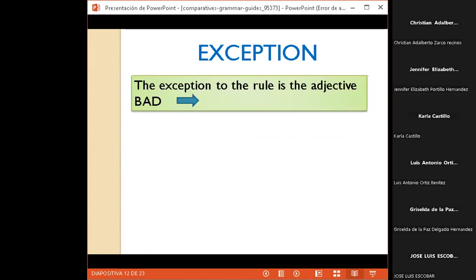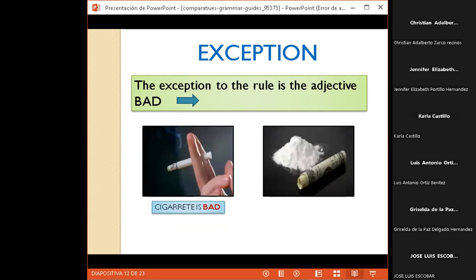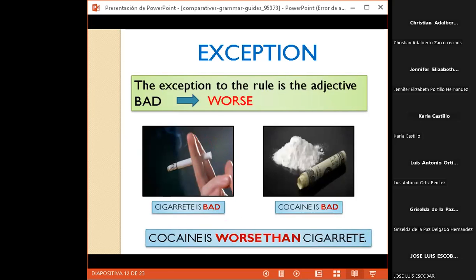Okay. This one is another exception. The exception to the rule, okay? Bad, malo. The adjective is bad. Another exception. Cigarette is bad. Cocaine is bad. Cocaine is worse than cigarettes. Malo, peor. Ese sería el comparativo de bad. En este caso, es consonante, vocal, consonante, pero esta es una excepción. Esta cambia toda la palabra. Bad, worse. Malo, peor.